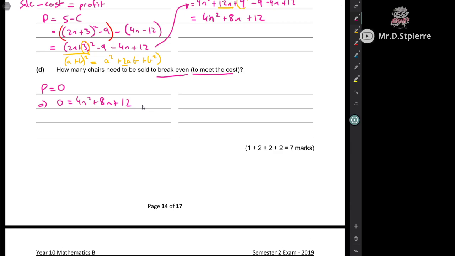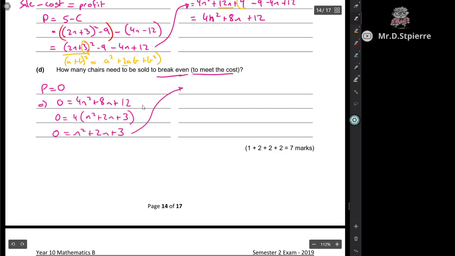To solve this, we need to factorize. The first thing we should ever try and do when we factorize, and hopefully my class is shouting this back at the video at the moment, is take out the common factor. Don't jump to the cross method, don't jump to the quadratic formula, don't jump to inspection. Take out the common factor first. So we get 0 is equal to 4 bracket n squared plus 2n plus 3. So 0 is equal to n squared plus 2n plus 3.